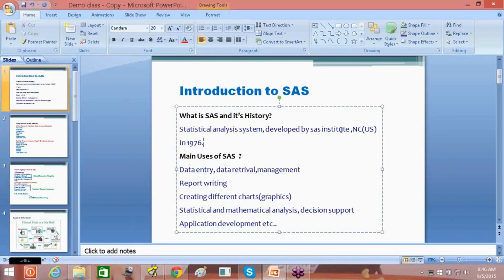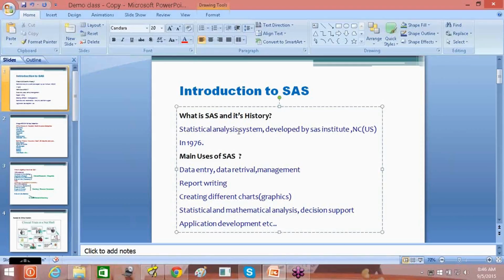It was started as a project to analyze agricultural data. What is the main purpose of SAS? The name itself indicates it: statistical analysis system. It means we are doing some analysis using this tool. You can simply say SAS is a reporting tool. We will do some analysis and generate some reports. What type of reports you generate and what type of data you are going to deal with, I will explain each and every point.